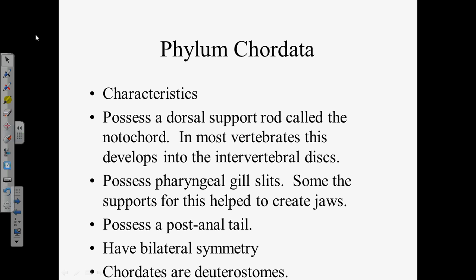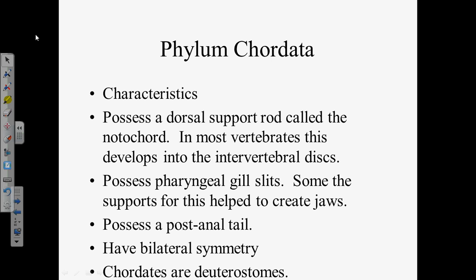Also, all chordates have bilateral symmetry. The word bilateral, what does that mean? Bilateral. Two sides. So if we took an imaginary line and drew it right down the middle of your body, you have two sides that are essentially what? Maybe not the same, but mirror images, right? Two sides that are mirror images.